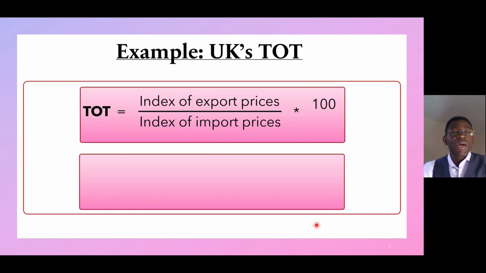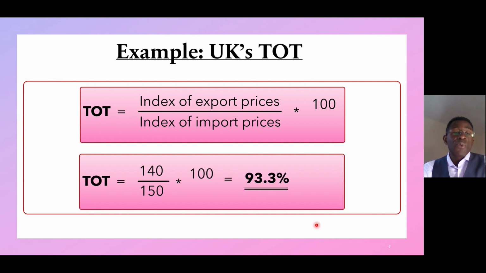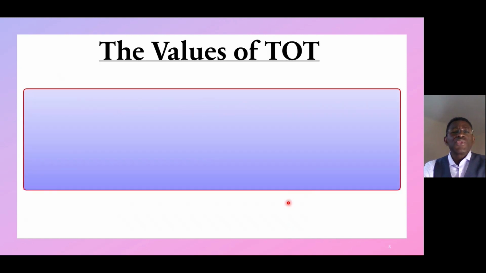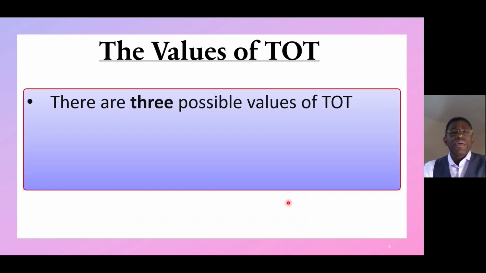Going back to the formula: index of export prices divided by the index of import prices, multiplied by 100. If we slot in the figures, we have 140 divided by 150 times 100, which is equal to 93.3%. So what sort of values do we have for TOT? There are three possible values of TOT.